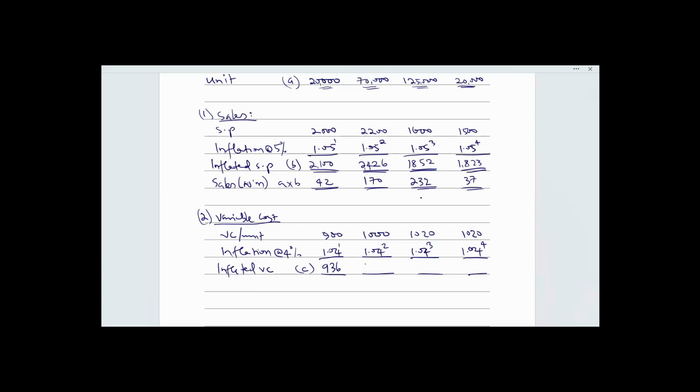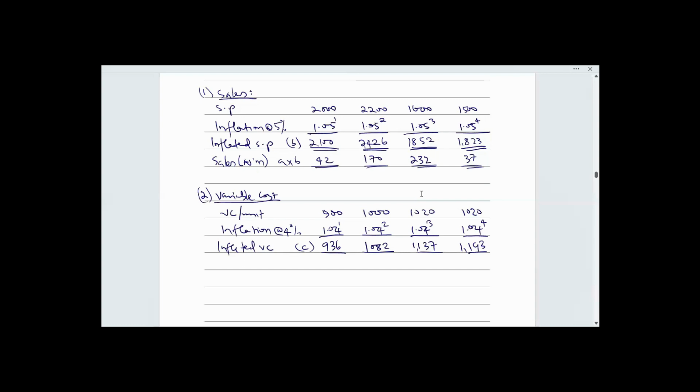1,082. Year 3, 1,137. Year 4, 1,193. So at this point, we need to get the total variable cost.